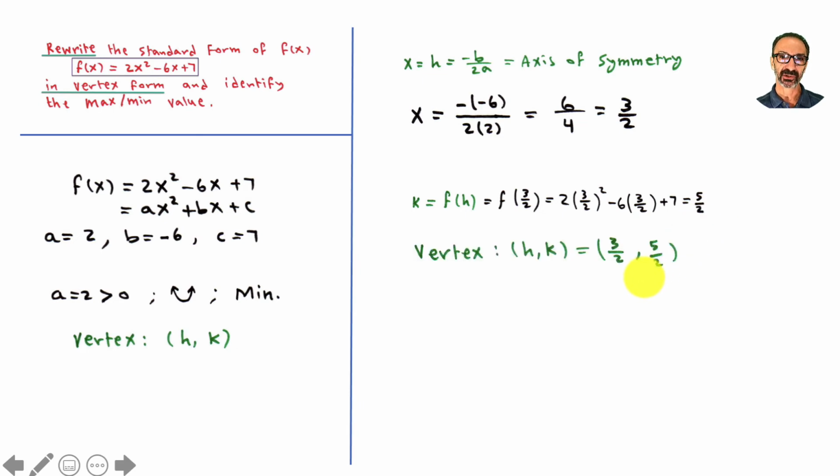I mentioned also earlier that we don't need to worry about a. A would be the same in the standard, a would be the same in the vertex, a would be the same in the factored form. So we're not going to worry about a. A is 2. Why? It's right there. It's given to me. I have the vertex. I have a. I'm done. All I need to do is write the equation. Take a look. That's it.